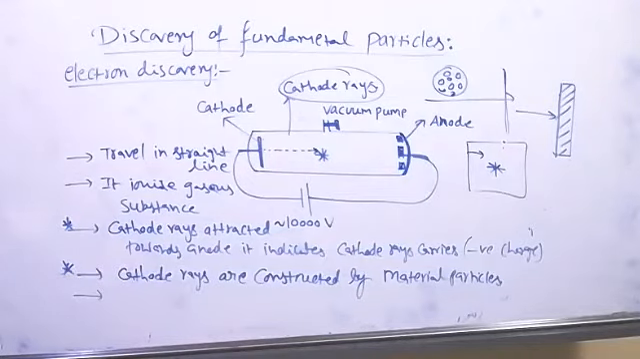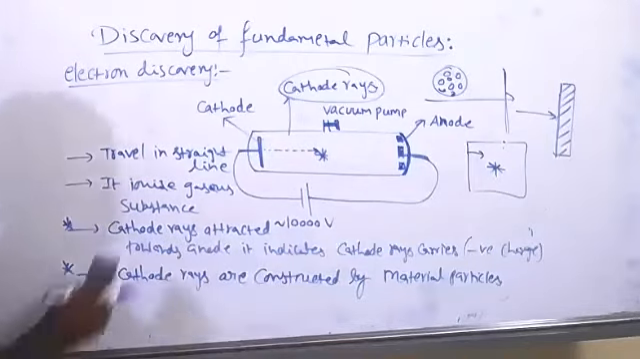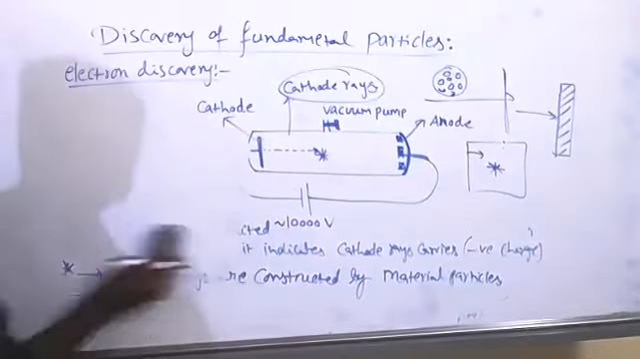Okay, next, it causes a heating effect. It causes ionization of gases, and it has the ability to penetrate through thin foils. These are the major points. Next, how to calculate charge of electron and mass of electron.